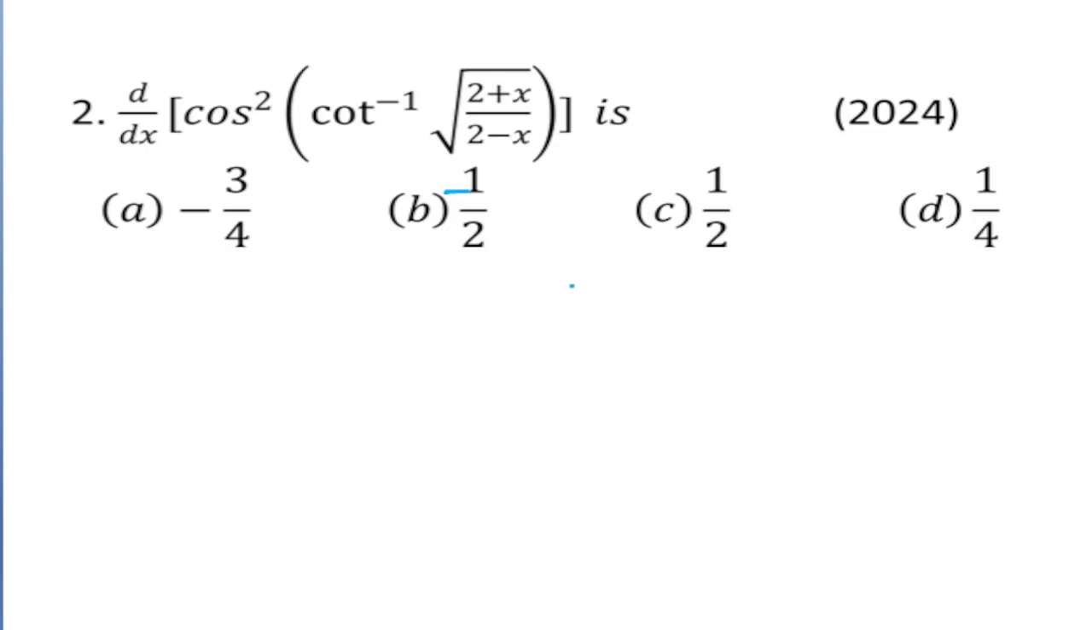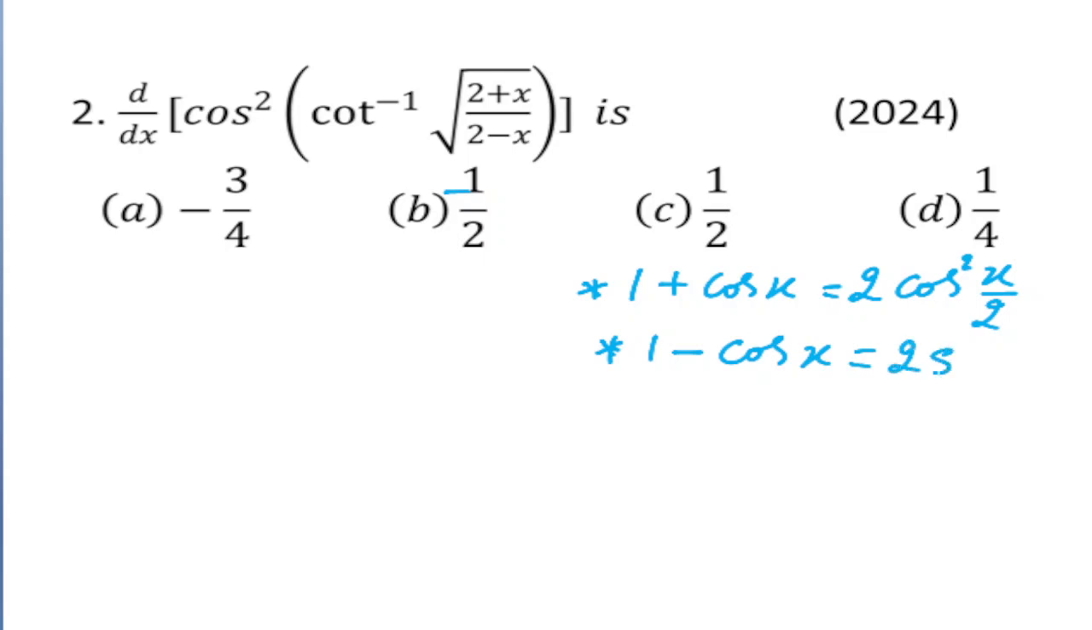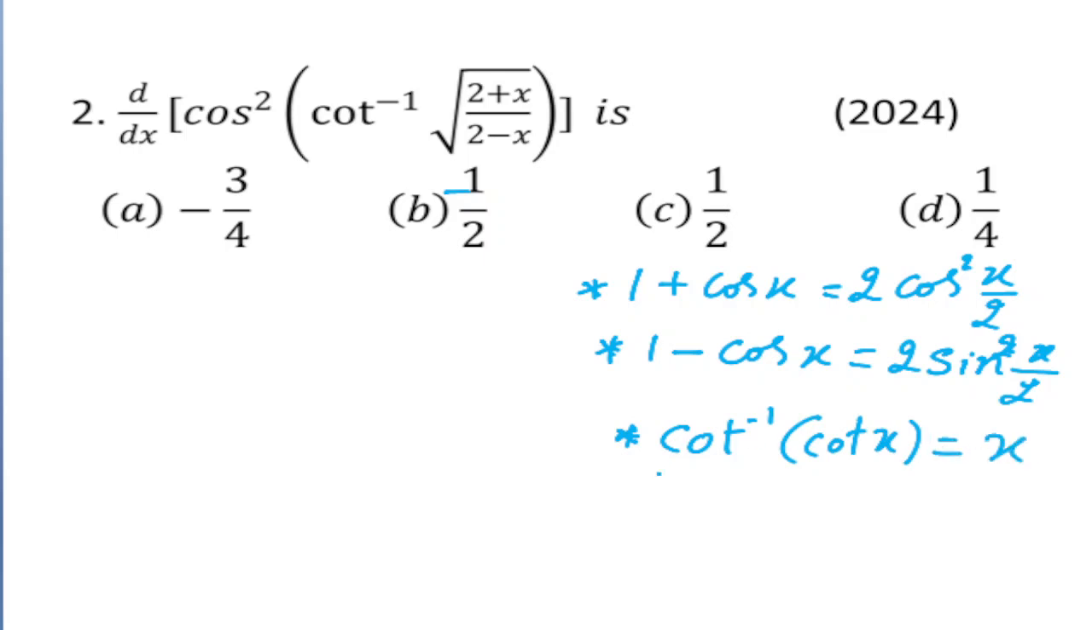Let us write down the results we are going to use here. First one, 1 plus cos x is equal to 2 cos square x by 2, a submultiple angle formula. And one more result from the same submultiple angle formula, 1 minus cos x can be written as 2 sine square x by 2. And one result we are going to use from inverse trigonometry, that is cot inverse of cot x is equal to x. This is the composition of a function and its inverse. It is always the identity function. Simply, identity function means input and output are both the same.